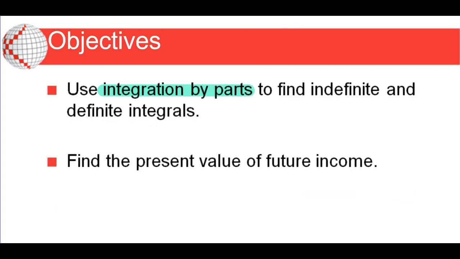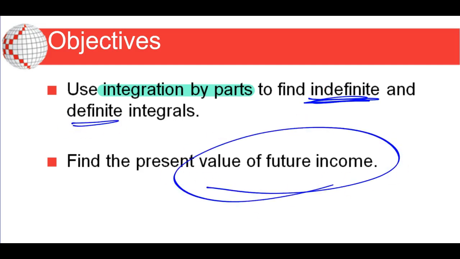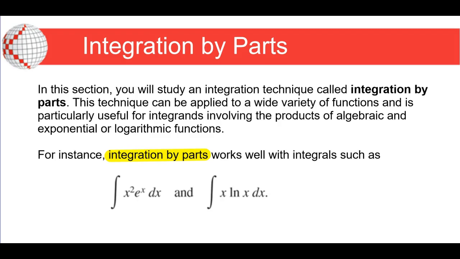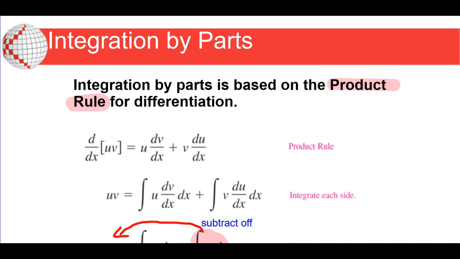So with integration by parts, we're going to find an indefinite and a definite integral, and we're also going to look at some word problems for future income. Integration by parts works really well when you have a product, like x squared and e to the x, and your u sub doesn't work. So we've been studying techniques for integration, and this is another technique that we're going to learn. Both of these are great examples where you may want to try integration by parts.